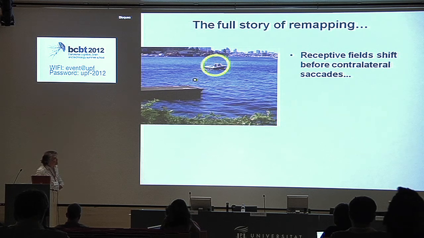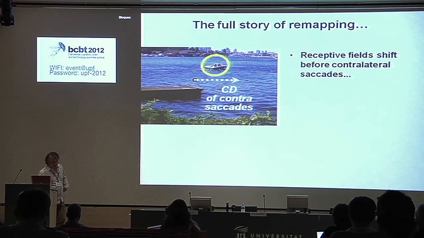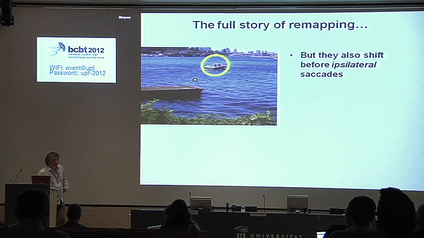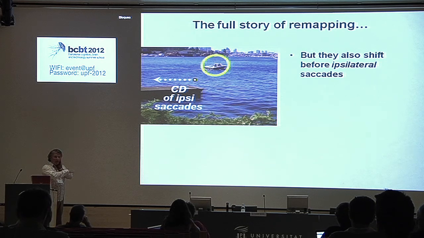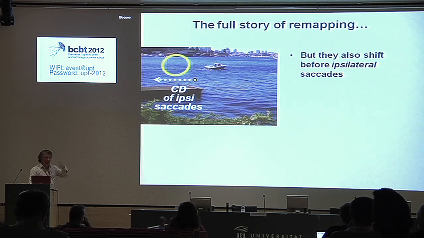So receptive fields do shift before contralateral saccades. If a corollary discharge comes in for a rightward saccade, neurons in frontal eye field or other areas will shift to the right. But surprisingly, they also shift before ipsilateral saccades. So if you're recording from left frontal eye field and the monkey is about to make a leftward saccade, neurons in the left frontal eye field will shift their receptive field in association with that saccade as well. That is surprising, because the pathway itself is not carrying information about leftward saccades. It's only carrying information about rightward saccades. Yet the frontal eye field neurons shift happily in any direction.